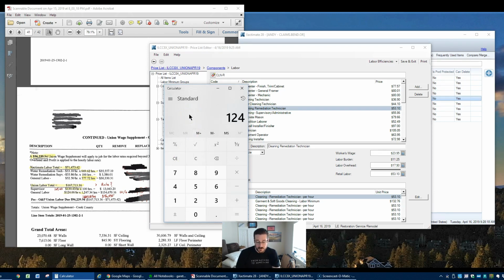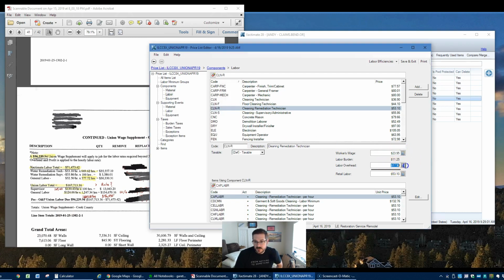Interesting. 124 minus the existing labor, 23.95, plus 17.90. Oh, whoa, whoa, whoa. What happened there? Hold on. I'm going to pause this. Okay. We get a new labor calculation of 117.95. Total retail labor, 153.15. I probably did that right the first time.